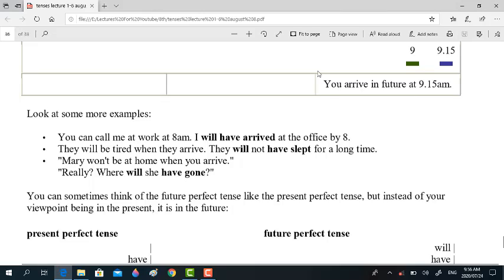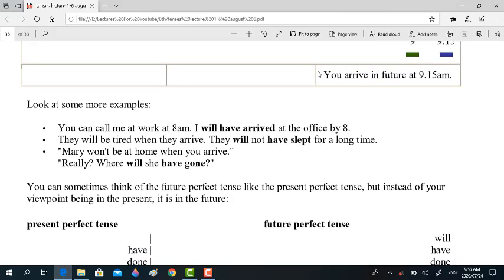Look at some more examples. You can call me at work at 8 am. I will have arrived at the office by 8. And likewise, they will be tired when they arrive. They will not have slept for a long time.